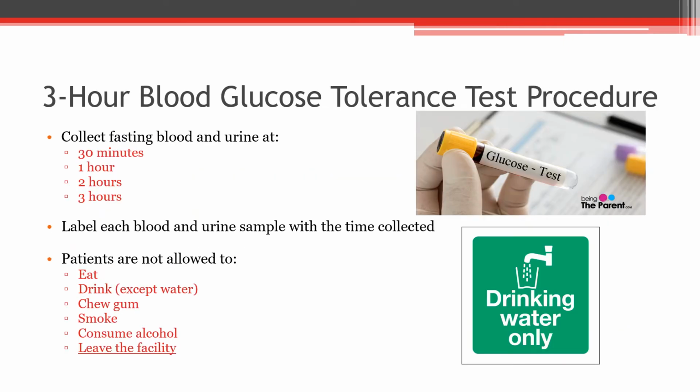3-hour blood glucose tolerance test procedure. Collect fasting blood and urine at 30 minutes, 1 hour, 2 hours, 3 hours. Label each blood and urine sample with the time collected. Patients are not allowed to eat, drink except water, chew gum, smoke, consume alcohol, or leave the facility.